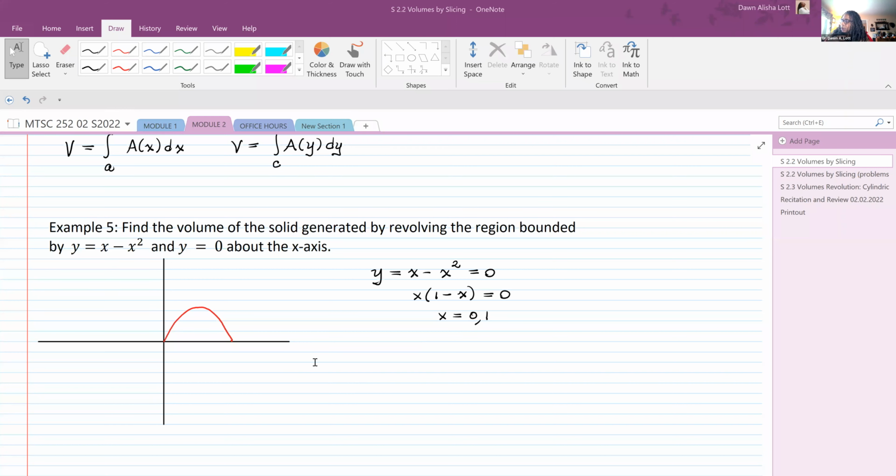Okay, so therefore, we now know that this is 0. This is 1. We're going to take a point, x, and we're going to revolve it about the x-axis. Get something that looks like a lemon. So when we revolve it, we're going to start here. We're going to go down. We're going to come back around. There's my disc.